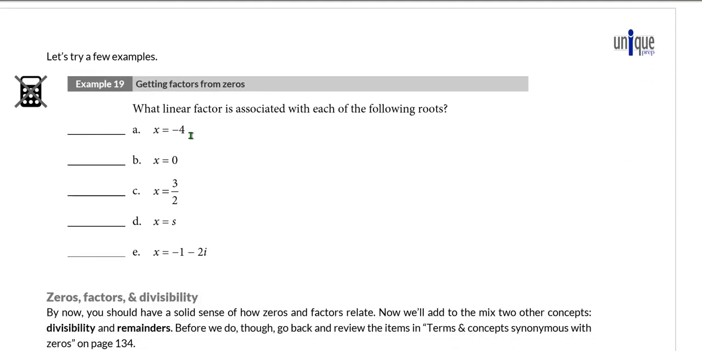At the top of the next page, we're going to do a few examples of getting to the factors from the zeros. So in example 19, you might want to do this on your own before I start going through it here. What linear factor is associated with each of the following roots? So what we are given here are zeros or roots, and we need the factor associated with the root. So in the case of example 19a, I am simply going to switch the sign on the -4, throw an x in front. With 0, switching the sign on 0 does nothing. It just keeps 0, so x plus 0, x minus 0, it doesn't really matter. My factor is going to be x.